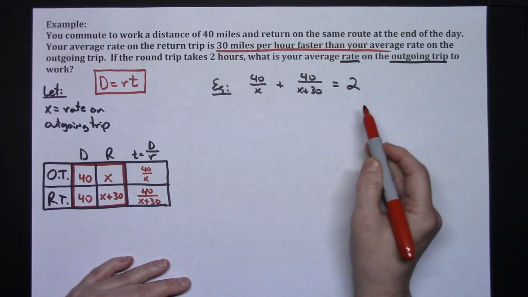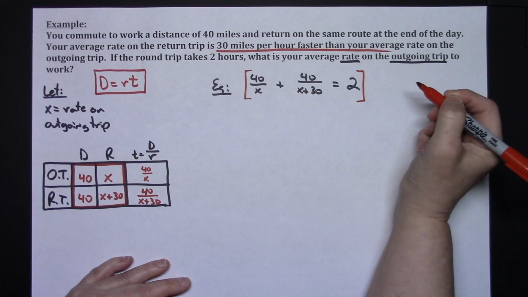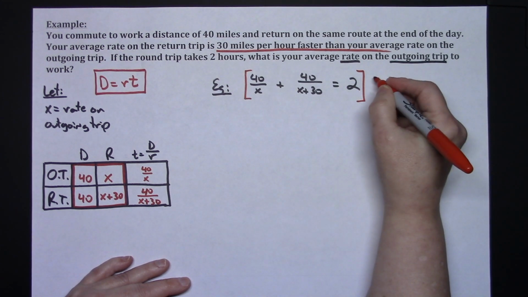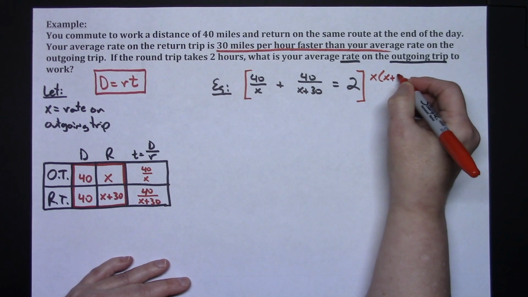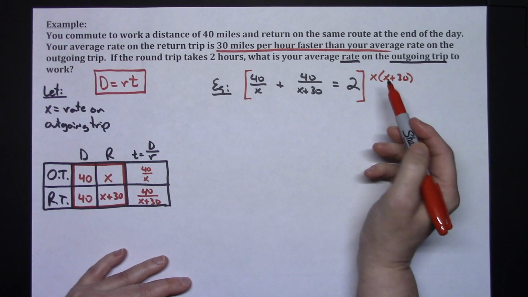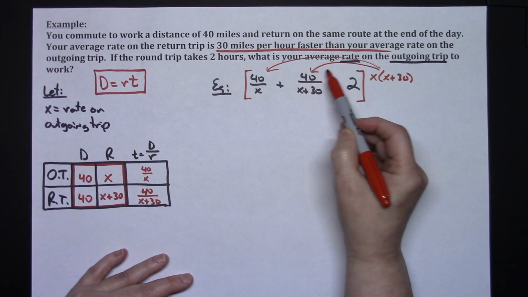So the first thing I'm going to do is multiply through by the least common denominator to get rid of the fractions. Alright, so the denominators here are x and x plus 30. That means my least common denominator is x times x plus 30. Now usually I just write it one time, because I know that I've got to distribute it to every location in my equation.